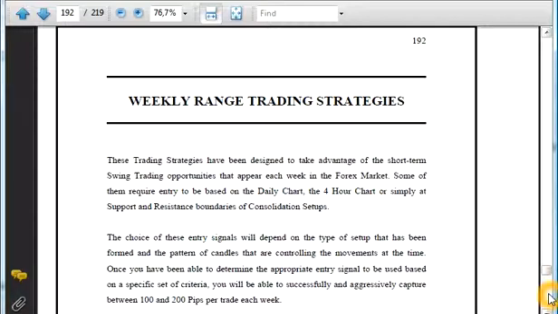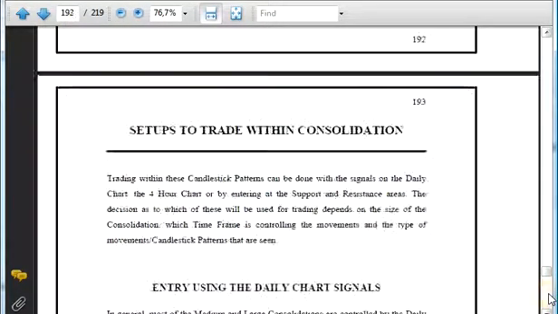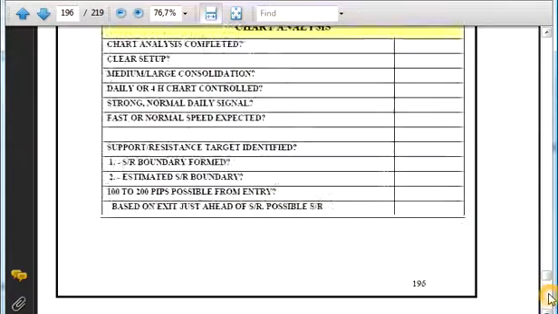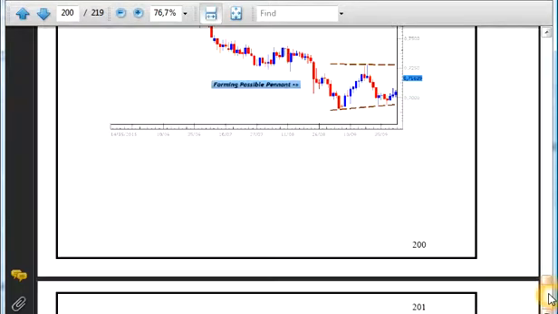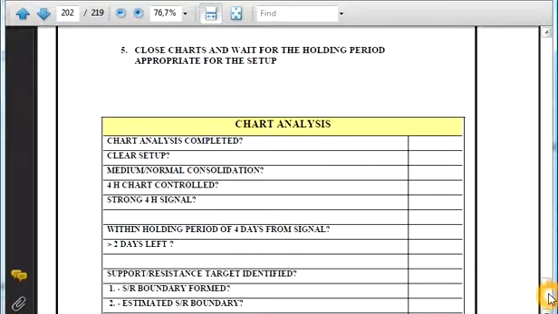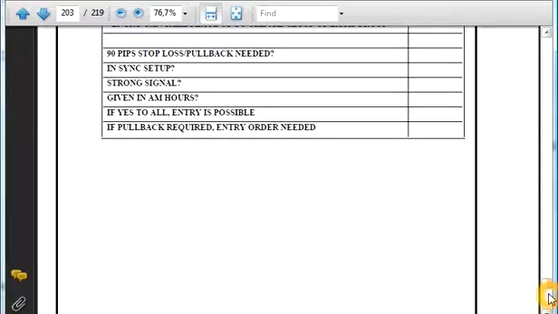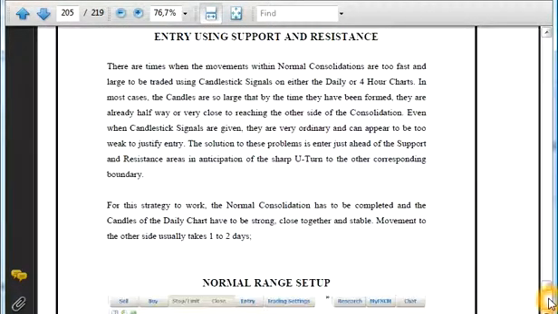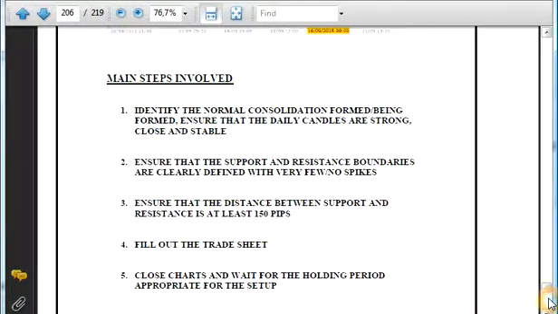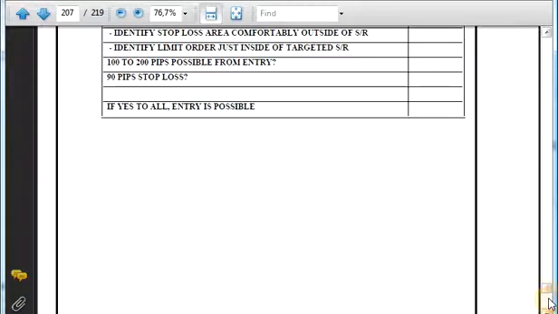And the trade that was done on the pound Canadian dollar is a type of trade in which we're trading within consolidation, but using the support and resistance boundaries for our entry points. So this particular trade has its own trading period and holding period that has to be obeyed. In this case, it is 2 days.